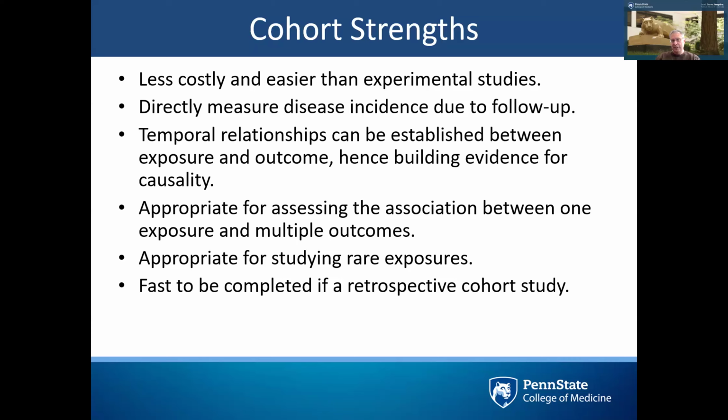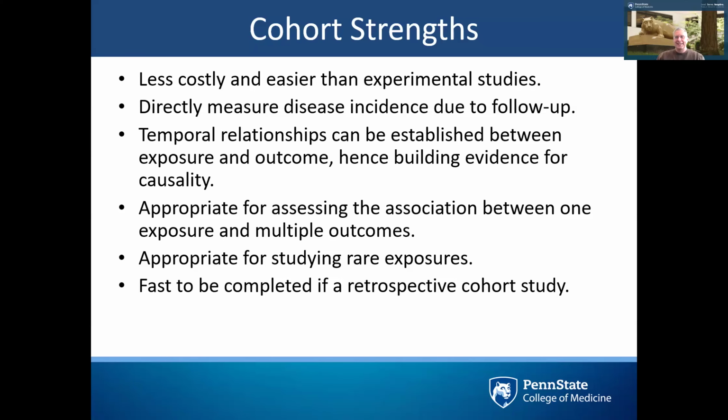They're appropriate for assessing the association between one exposure and multiple outcomes. So again, your cohort study is selected on the exposure. So you have this one exposure, and it could be, are you a current smoker? But you can look at that one exposure with multiple outcomes when they occur. Did these people that smoked or did not smoke develop lung cancer? Did they develop thyroid cancer? Did they develop emphysema? Did they develop any other type of disease?